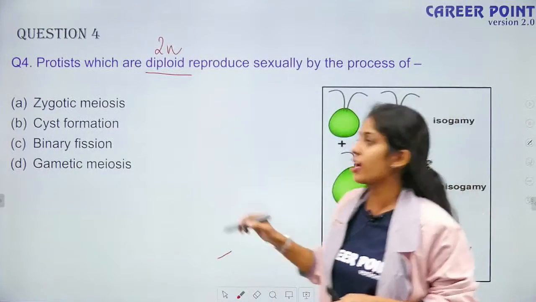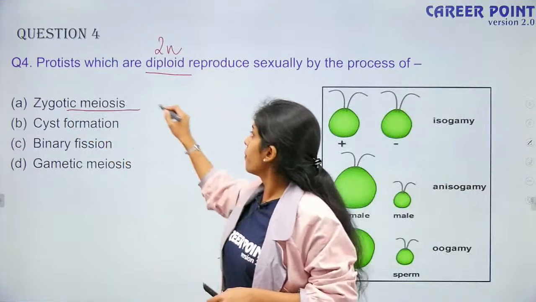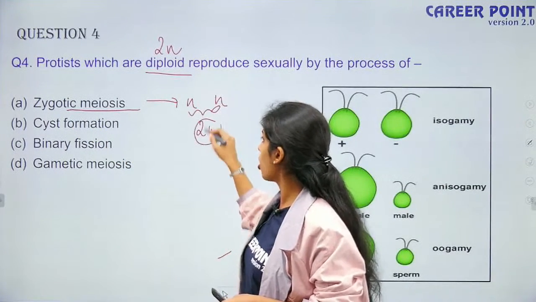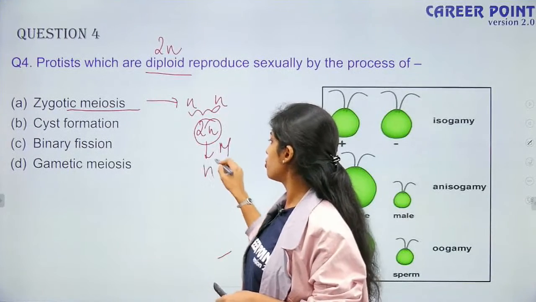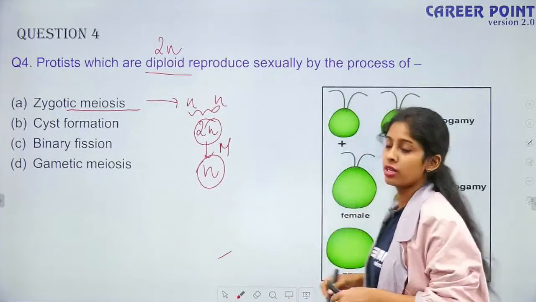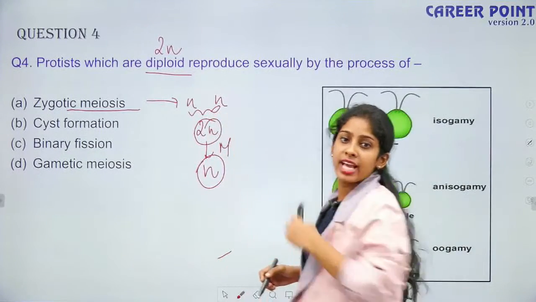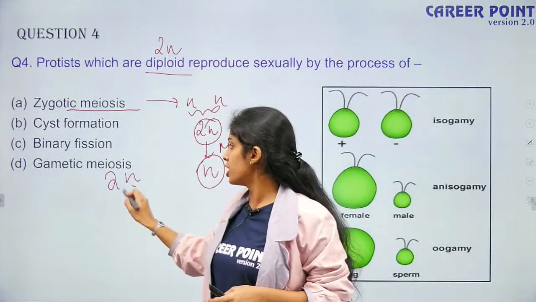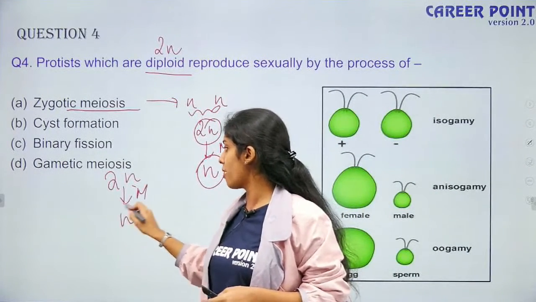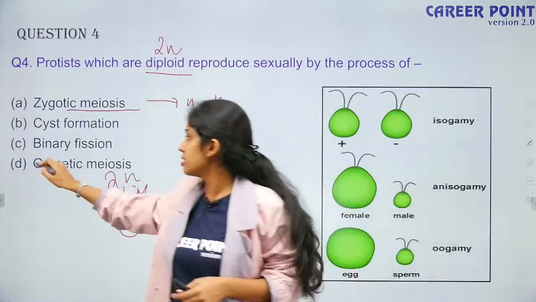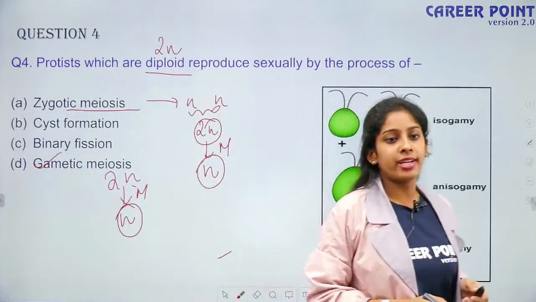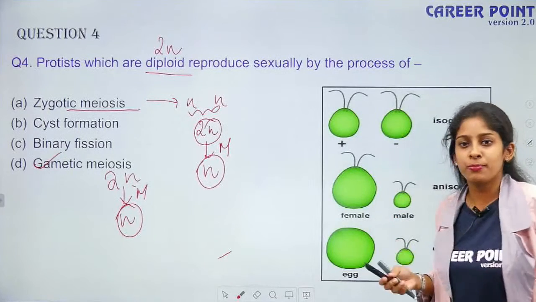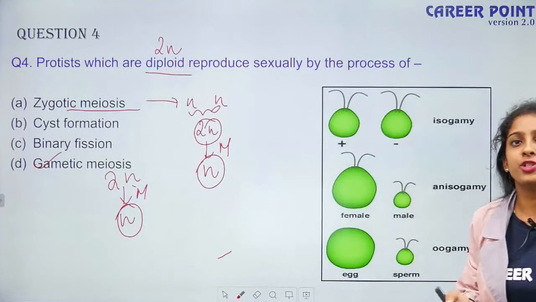So what happens in zygotic meiosis? Your protists are haploid. They fuse to form your diploid zygote and this will undergo meiosis to form a haploid individual. So it is not zygotic meiosis. Here your protist body is diploid, so this will undergo meiosis to form haploid cells. So your answer is gametic meiosis. Fine? So this is how questions can get tricky. Though it's a simple straightforward question, you tend to make mistakes.